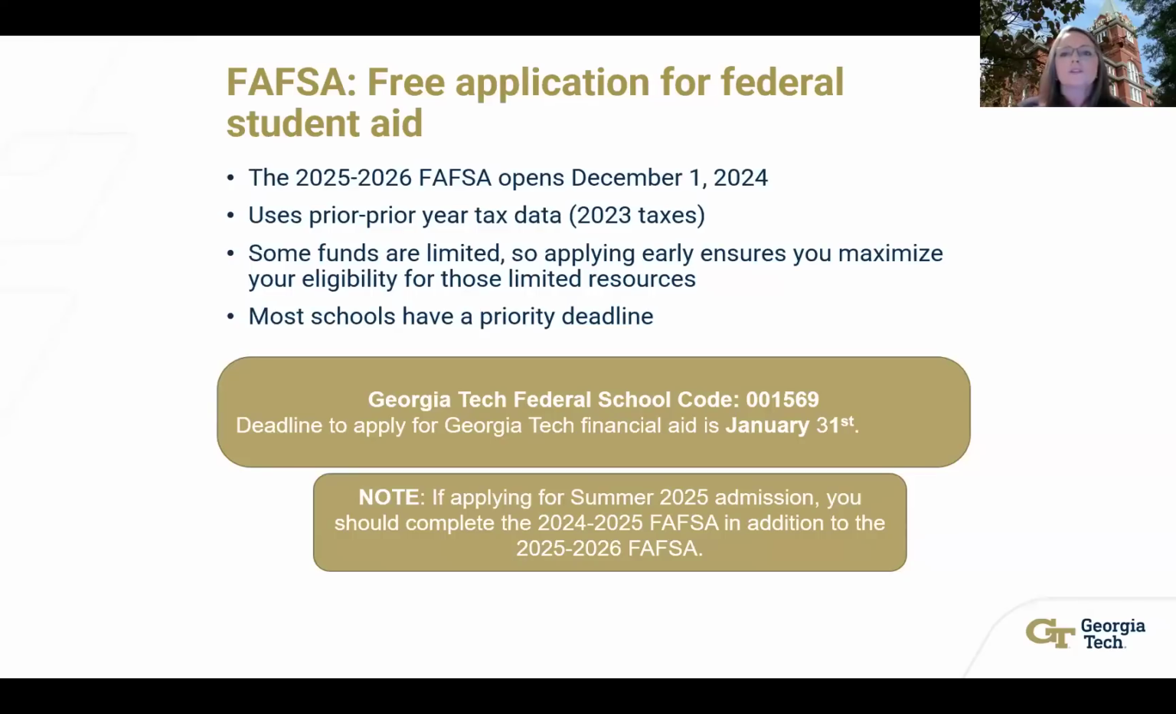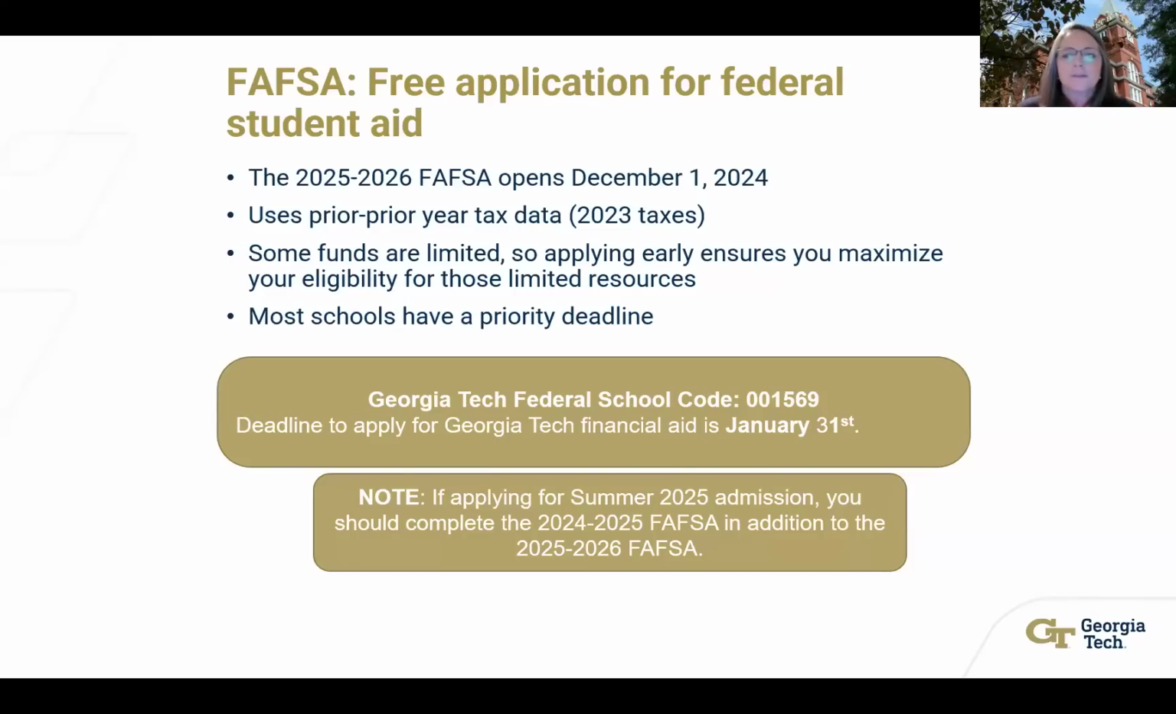You do want to make sure that you complete your applications on time. That is what ensures your maximum eligibility for the limited sources of funding that we have in some of the federal aid programs and the institutional aid programs that we have at Georgia Tech. Our deadline to apply for financial aid at Georgia Tech is January 31st. So you just have a few weeks left to make sure that you have everything completed on time.